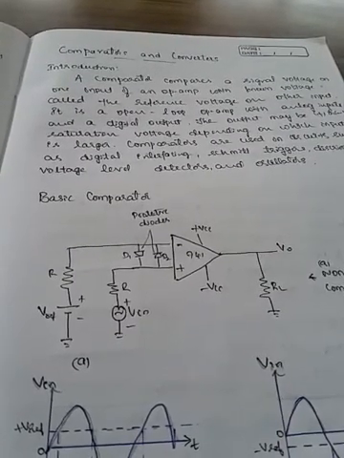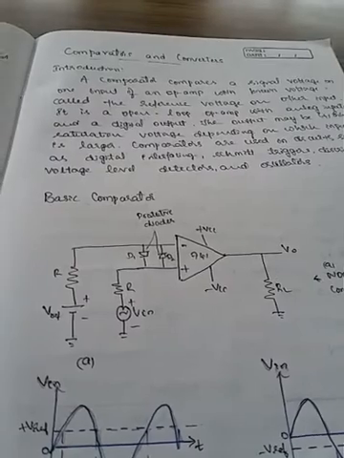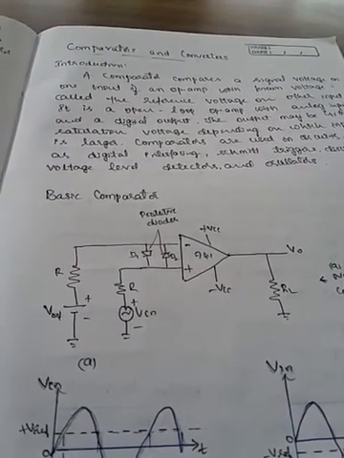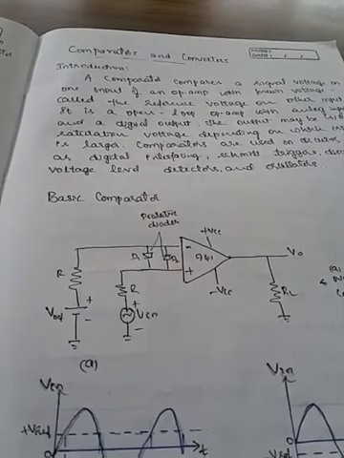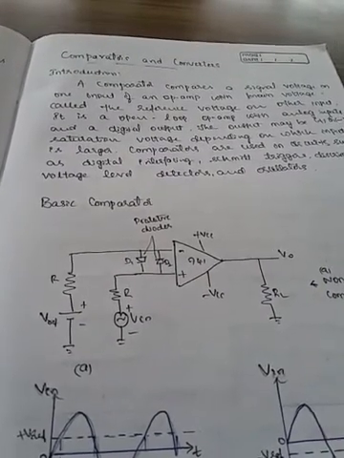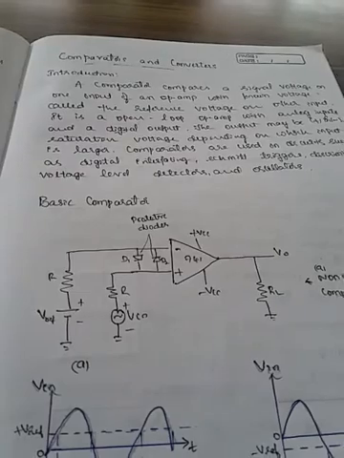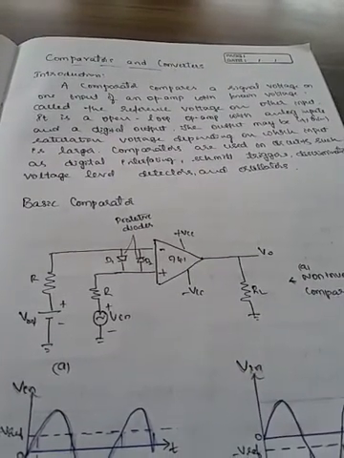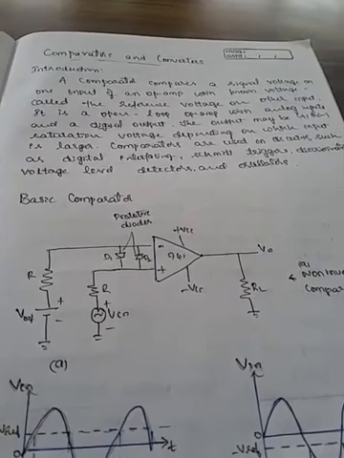The output signal is a digital signal. That means the output is always a high or low level signal, in the form of a square wave. Comparators are used in digital interfacing, Schmitt triggers, discriminators, voltage level detectors, and oscillators.